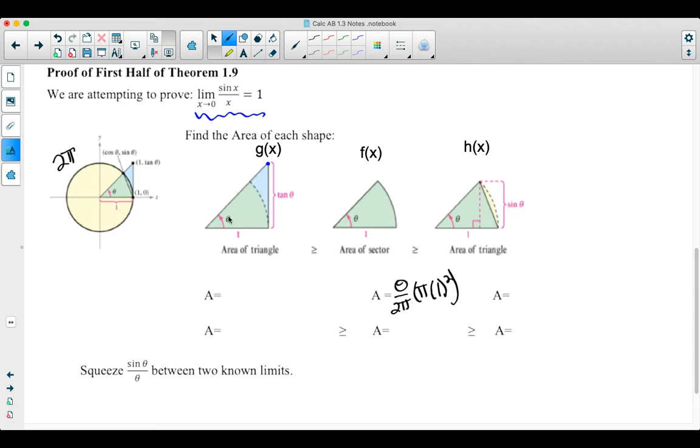Then over here on the left, we have our big triangle. The area of a triangle is half the base times the height. So half of 1 times our height, which is tan theta.